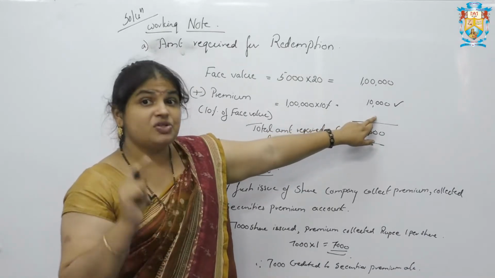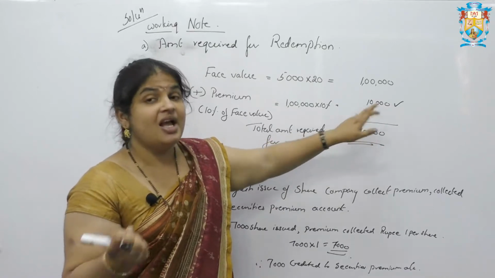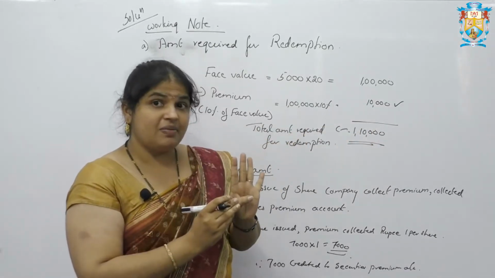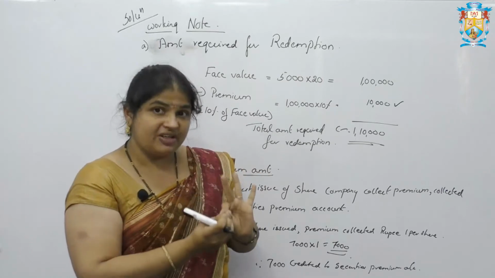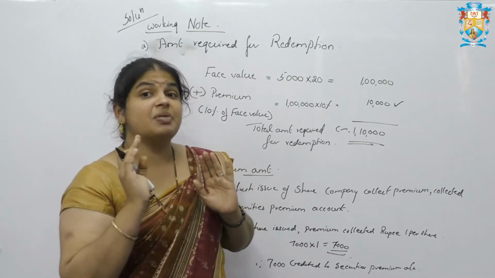For the purpose of arranging the premium, what are the sources of arranging the money? Either I can go for the securities premium account, or I can go for the profit and loss account, or I can go for capital reserve. That is nothing but divisible profit.